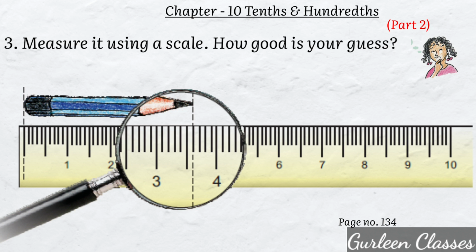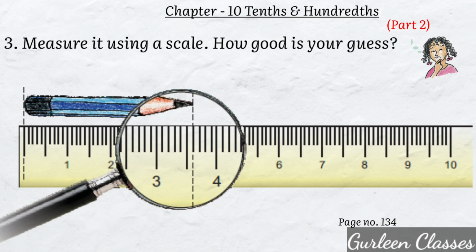Here you can see a scale. This is the starting point and this is the ending point, that is 10 centimeter. The smaller lines you can see are millimeters. Start counting after the longer line: 1, 2, 3, 4, 5, 6, 7, 8, 9, 10. As soon as 10 comes, another number comes, like 1, then 2. That is centimeter. Now we have to measure the length of this pencil.